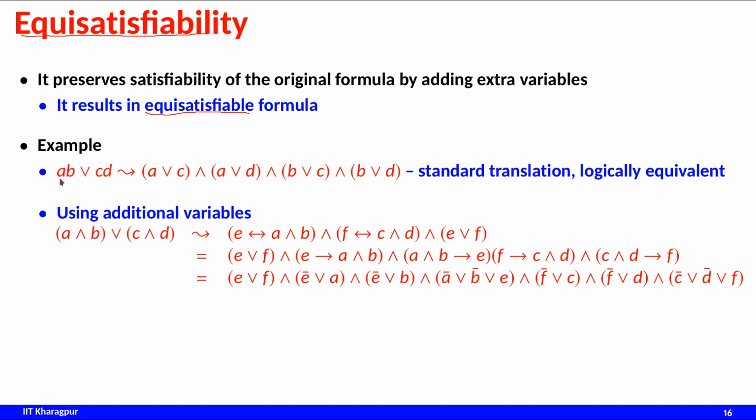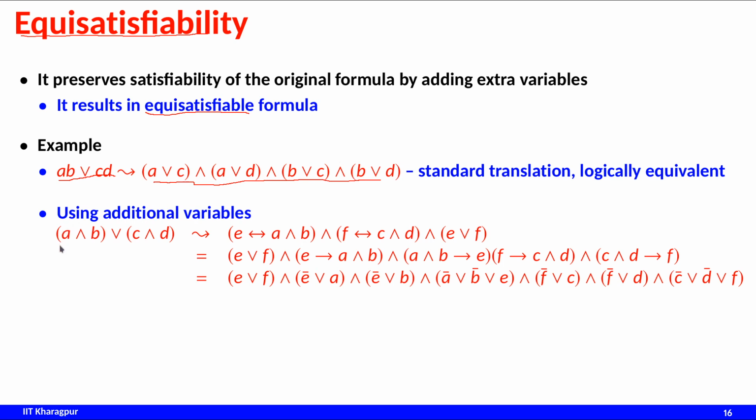So let's say, for example, I have been given this Boolean expression, and I can convert this into CNF in this way. When we convert this one, this is a logically equivalent formula of the given Boolean expression. So this is the standard translation using the brute force approach. Now when we go for equisatisfiability, we try to avoid that exponential factor in conversion. So how do we do that?